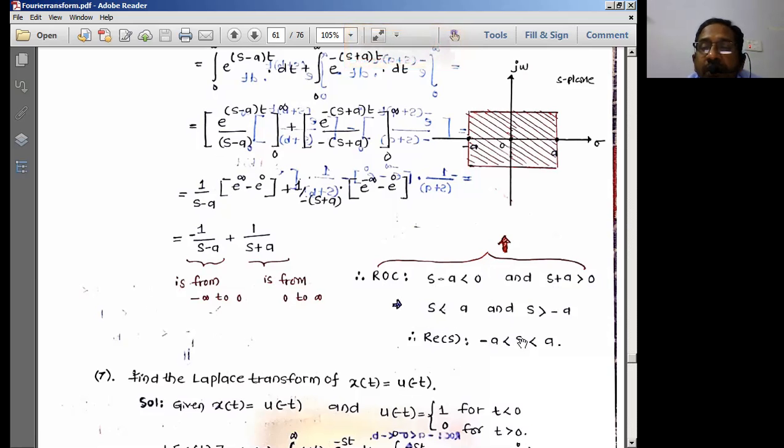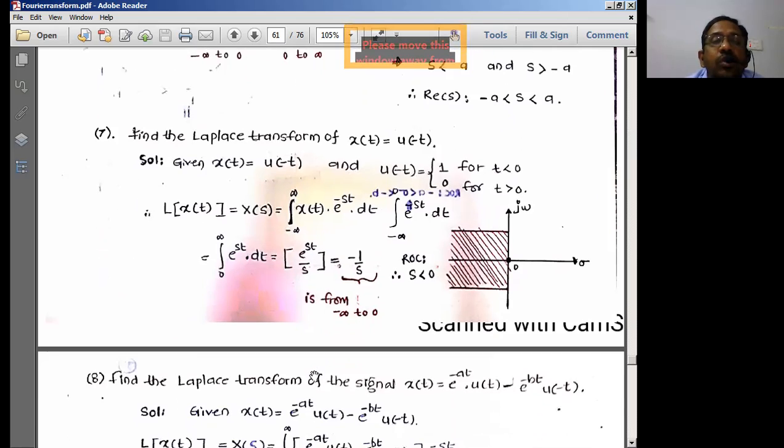What is the real part of s? It is going to be the sigma axis. Therefore, sigma is going to lie between minus a and plus a. That means all these sectioned values, this shaded region, we normally going to have as the solution of the equation. Okay, so this is the ROC for this particular signal.